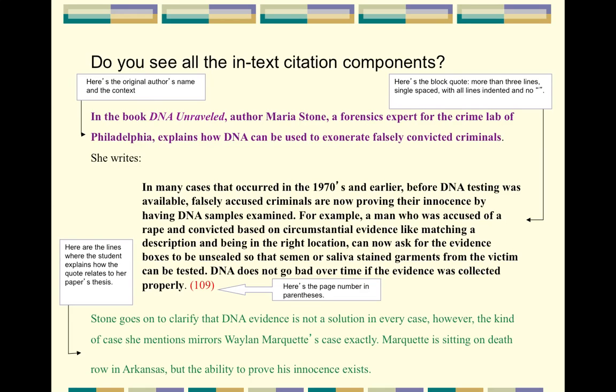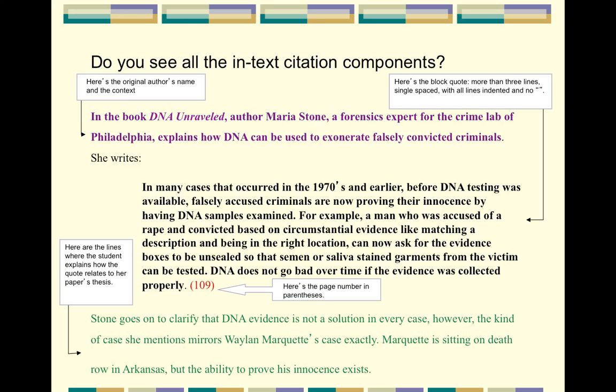It's about the specific guy, Waylon Marquette, and something about how he could be exonerated, okay? And it's just using this quote from this person to say this kind of evidence can be valuable in this other situation. All right, so you can see how these extra sentences really are part of the whole idea, and you can't just give the quote and then move on to something else. If you don't have those sentences afterwards, the whole thing falls apart.